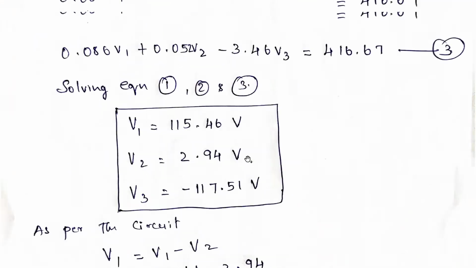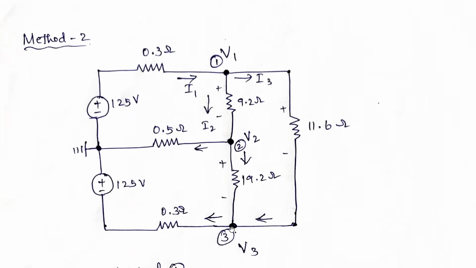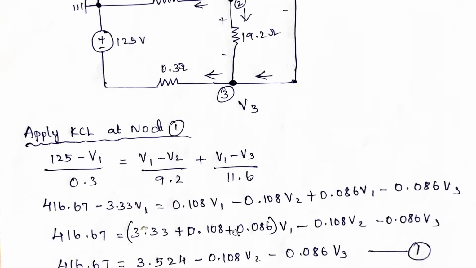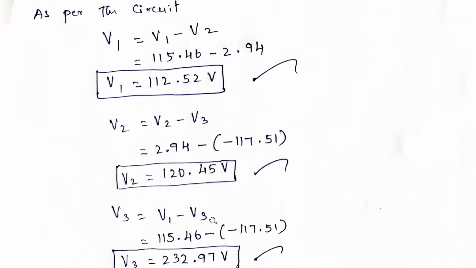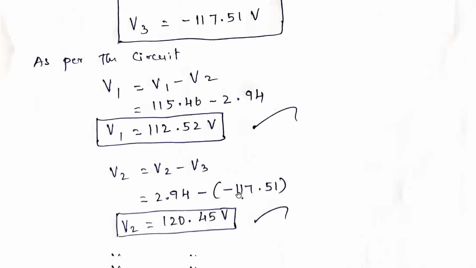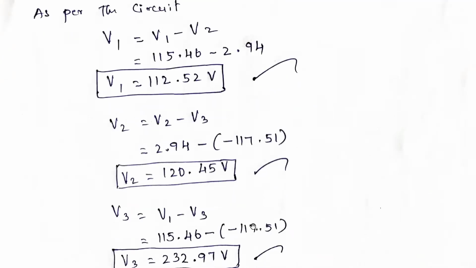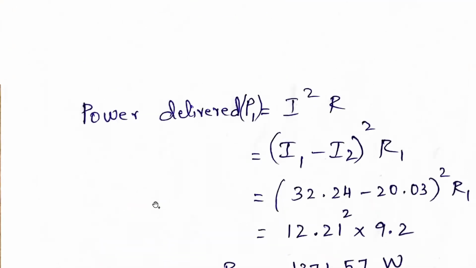Similarly V3. Here you see V3. What is V3? V3 is V1 minus V3. So V1 is 115.46, minus of minus V3, which is 117.51. If you simplify, you will get the answer as 232.97 volts. So this is what we got as V1, V2, and V3.